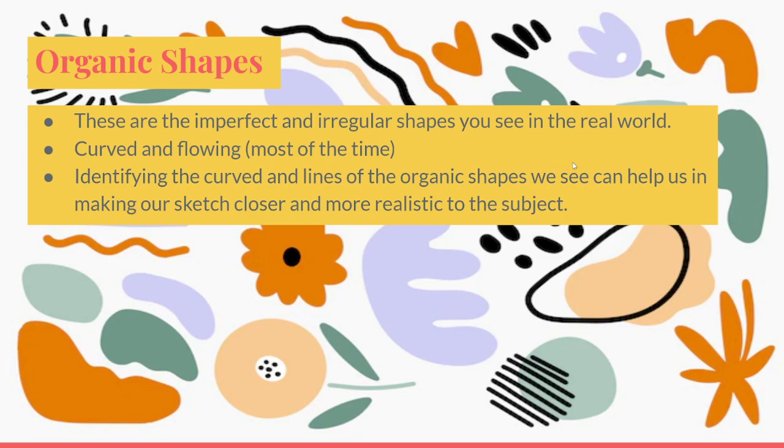My art teacher, when I was first taking professional art classes, told me to think about clouds. Clouds are organic shapes. The sidewalk that you're walking on while you're looking up at the clouds is a rectangle. It's a geometric shape. So that's how I tell the difference.